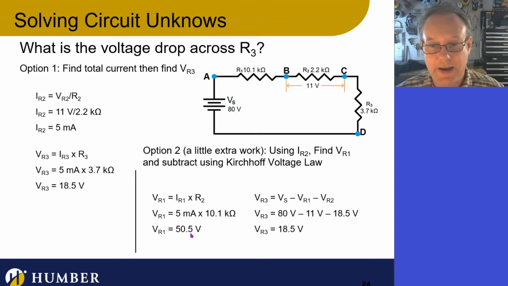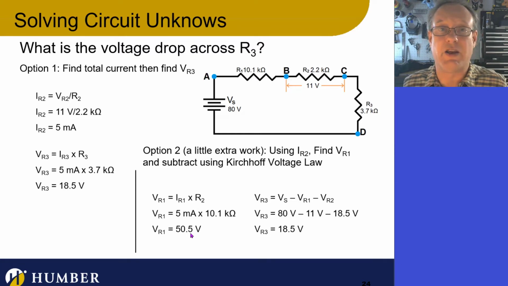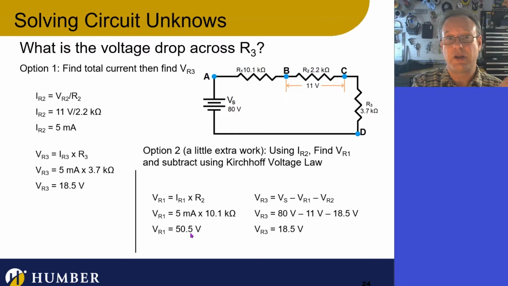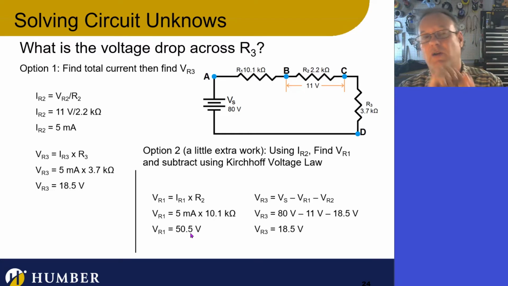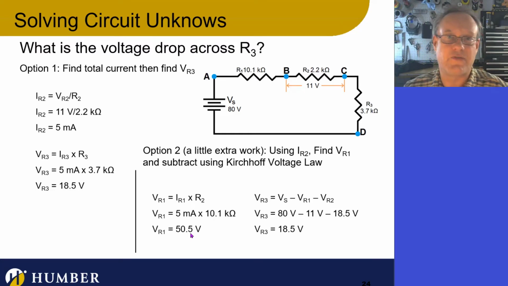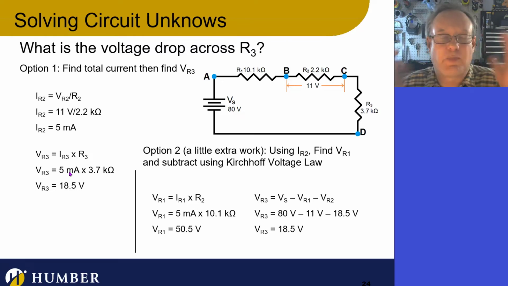Okay, good. So now my next step is to take Kirchhoff's voltage law and say the voltage source equals the voltage across R1 plus R2 plus R3. Rearrange that formula to say VR3 equals Vs minus VR1 minus VR2. Because I now have VR1, I can put that in and I end up with 18.5 volts. And we can see over here it's the same value. There are probably other ways to do this. Wrap your head around this and try it different ways.